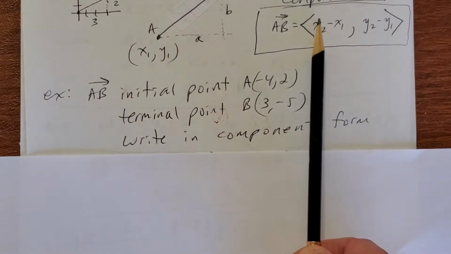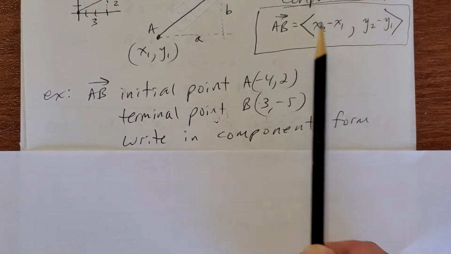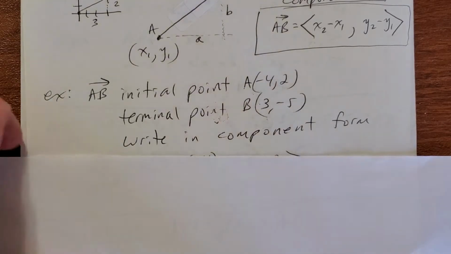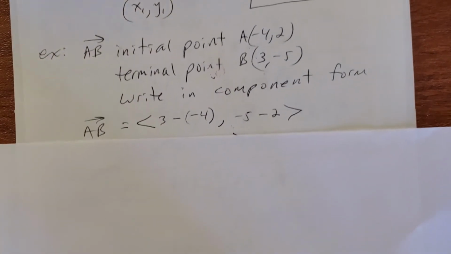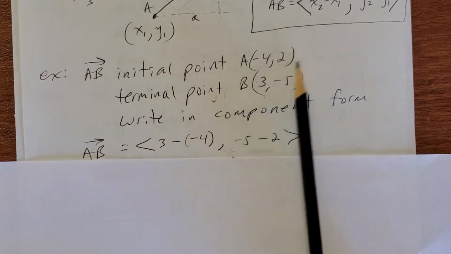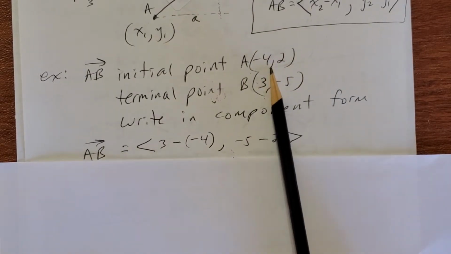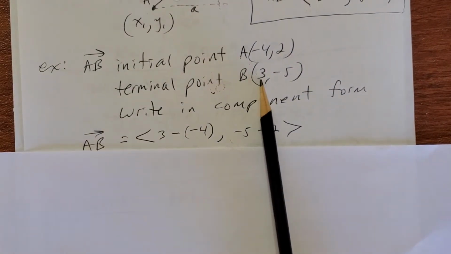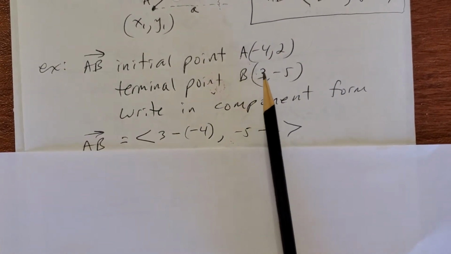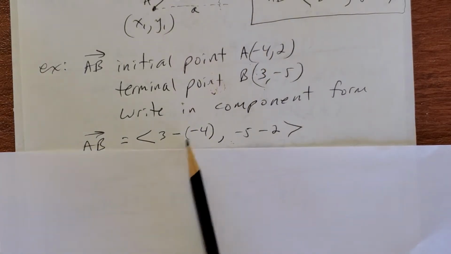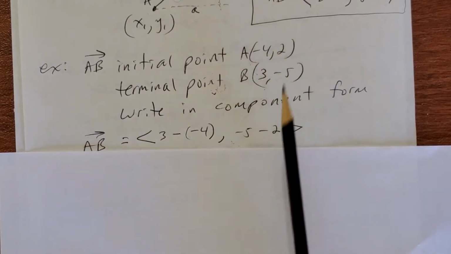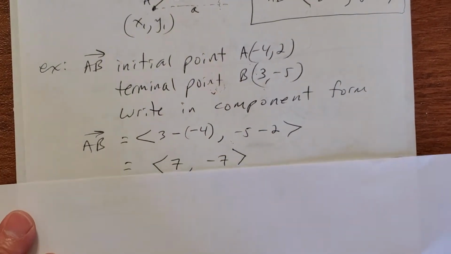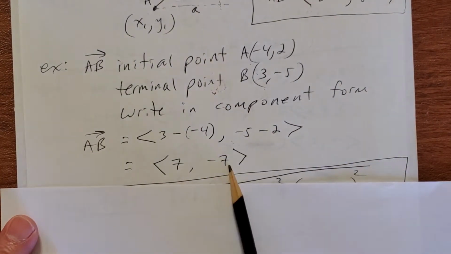And notice, by the way, the brackets are like V shape. That means that this represents a vector. It's not just a point, it's a vector. So these are the points in parentheses. I'm going to take these points and figure out the components of the vector. So this is the second point, the terminal point. So 3 minus -4, there it is, comma, -5 minus 2, there it is. And then the brackets. So this comes out to 7, -7.